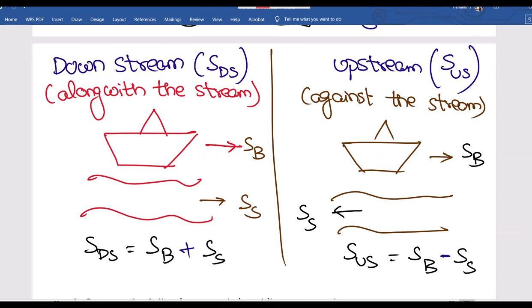But here, along with the stream, same direction, it is plus; here it is minus. Why, sir? Simple. You are riding a cycle opposite to the wind. Your speed will increase or decrease? Opposite to the water flow, the boat is traveling, so your speed will decrease. In upstream you are going up, and when you go up, your speed decreases. That's why minus.